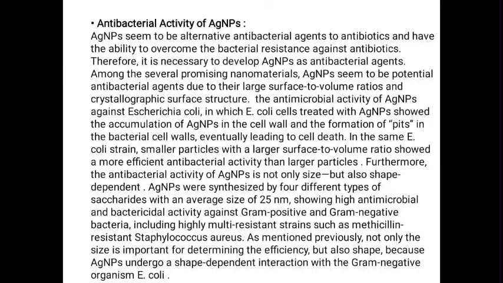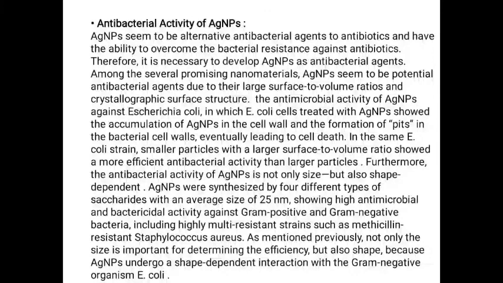The antimicrobial activity of AgNPs against Escherichia coli, in which E. coli cells treated with AgNPs show the accumulation of AgNPs in the cell wall and the formation of pits in the bacterial cell wall, eventually leading to cell death. In the same E. coli strain, smaller particles with the larger surface to volume ratio showed a more efficient antibacterial activity than larger particles. Furthermore, the antibacterial activity of AgNPs is not only size but also shape dependent.